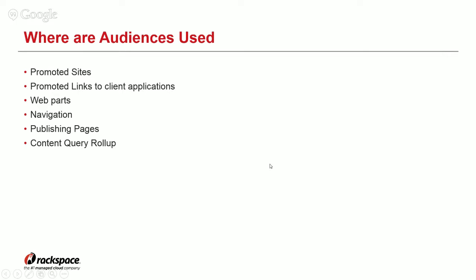Where can audiences be used? Several different places, and again, a few of these are more useful than others. Promoted sites is the main one. That's my favorite reason to use audiences. That's the thing I'm probably going to spend the most time on today. And there's also a concept called promoted links to client applications. We can target individual web parts to audiences. We can target navigation, like individual items in our navigation, to audiences. And publishing pages have audience functionality. And then the content query rollup is a way to display certain content that's targeted to audiences.